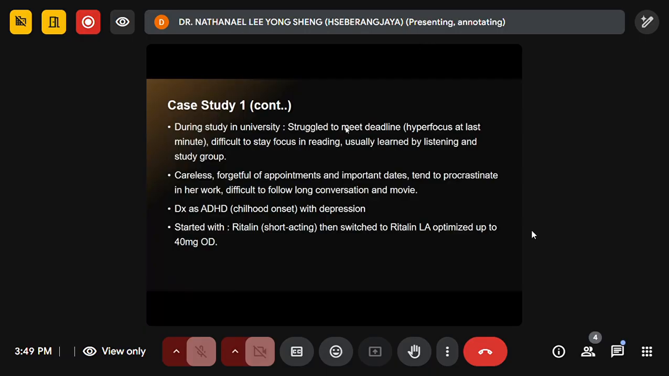Okay, so around us, if you can notice, a few of our colleagues will be like this. They would always drag their things into the last minute. However, they are still able to complete, right? So there is some signal already. They might have some of these conditions. And she also had difficulty staying focused in reading. Usually, she will learn by listening and learn in the study group.